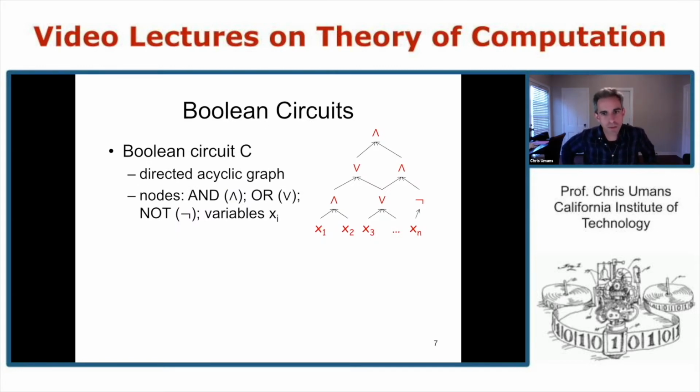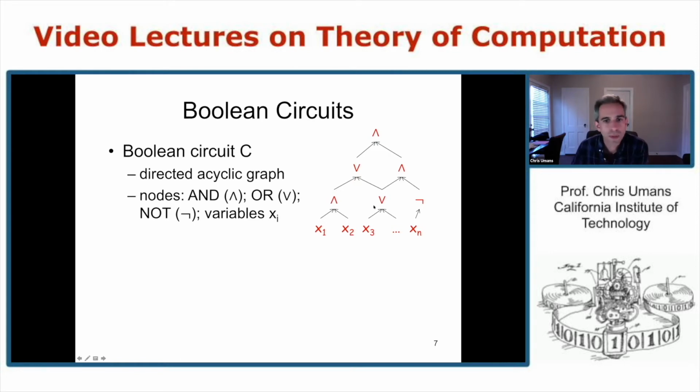I promised you I would remind you or tell you what a circuit is just so that we know what we're working with. So a Boolean circuit C officially is a directed acyclic graph. In the picture I've indicated the nodes. Each node is labeled with an AND, an OR, a NOT, or with one of the variables. And here's a little picture of one over here.